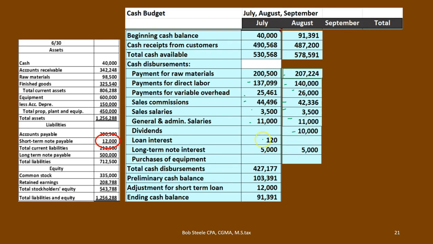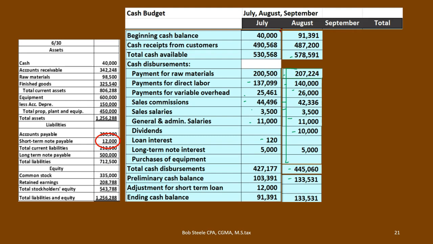And we don't have the interest on the loan because we paid it off last time. And we still have the 5,000 interest on the long-term loan. And then if we added all these up, we would get to the 445,060. And then if we subtract this out, the 578,591 minus the cash disbursements 445,060, we come up to the 133,531, and of course we don't have to pay off the loan.